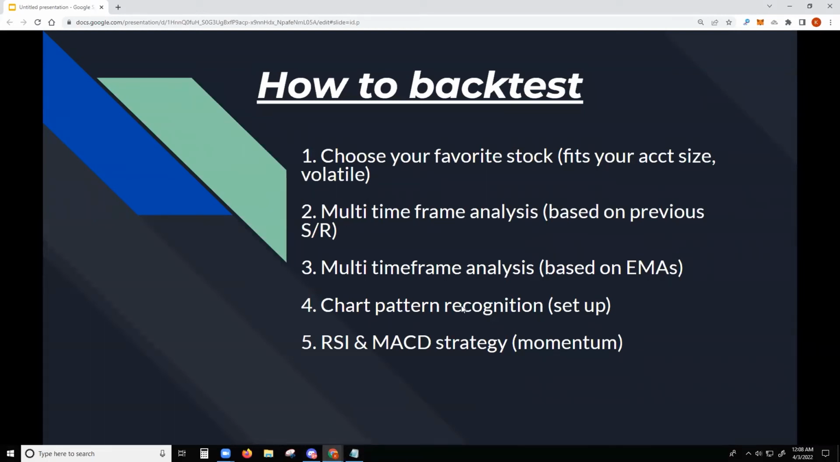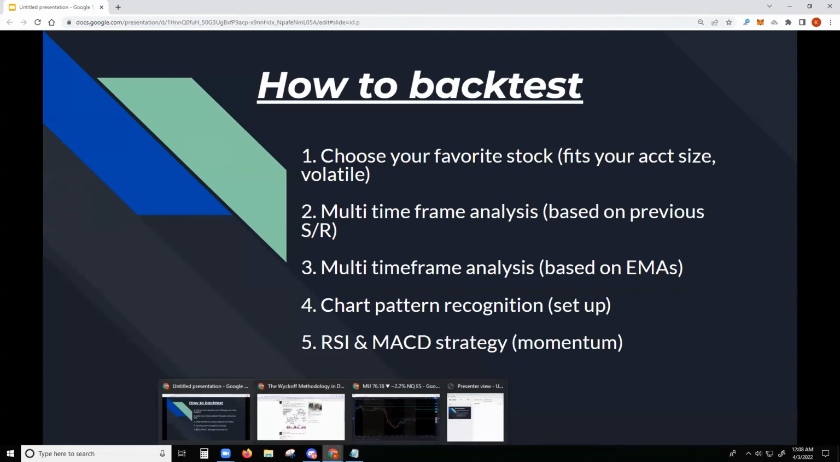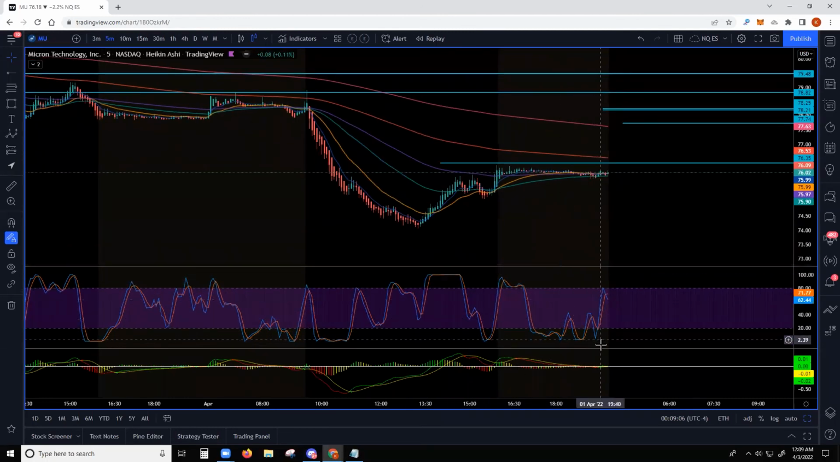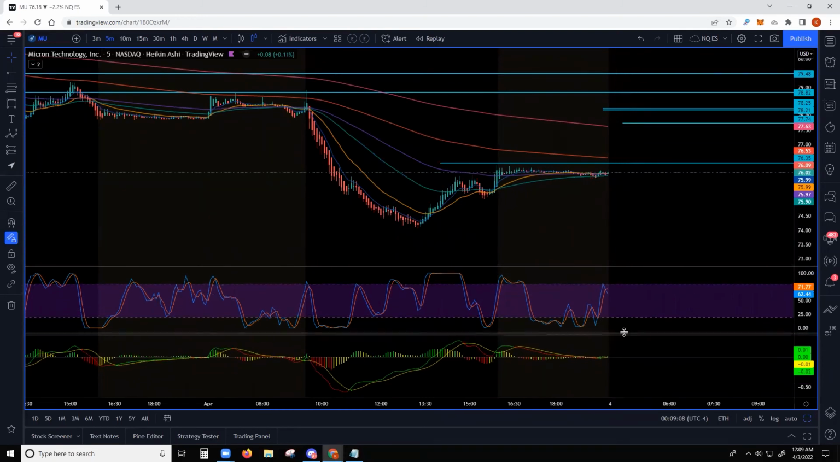That's all there is to it. It's multi-time frame analysis based on SR flips, based on EMAs, draw your patterns. Talk about a little bit about MACD and RSI. So here's your RSI and here's your MACD. I like to use these for momentum.